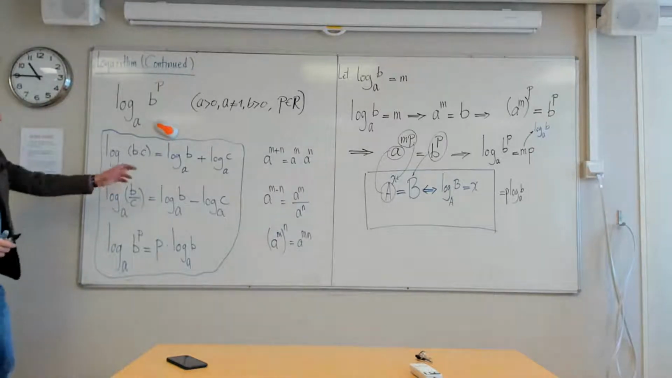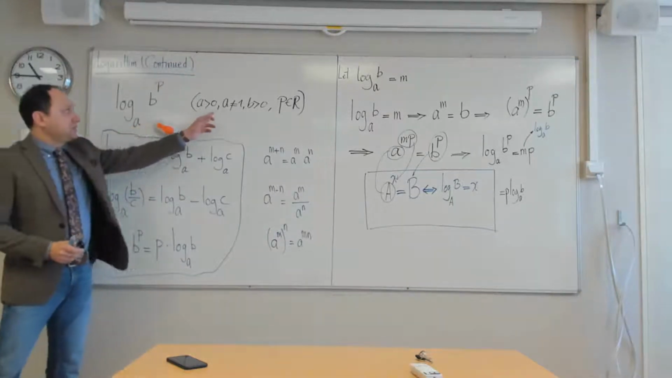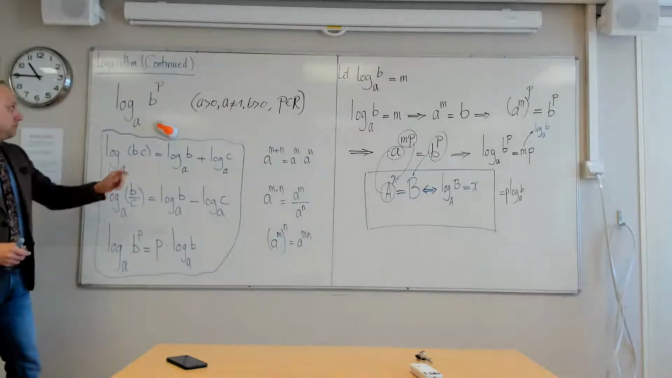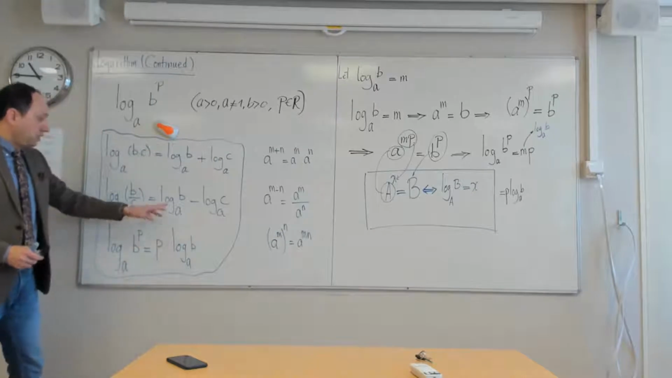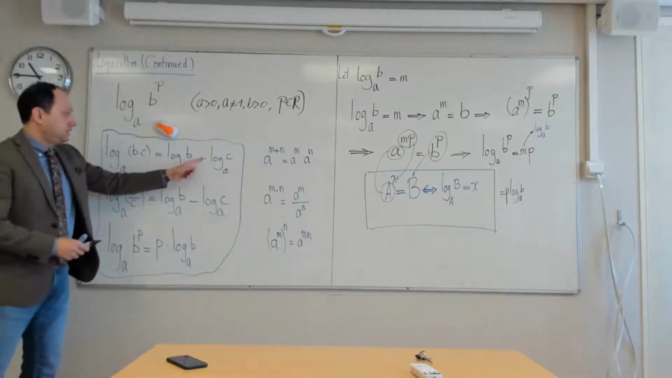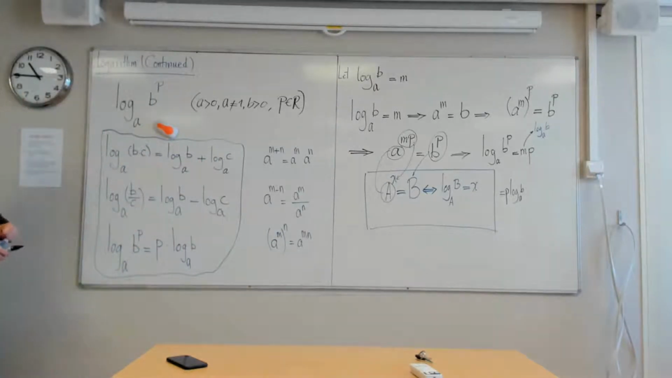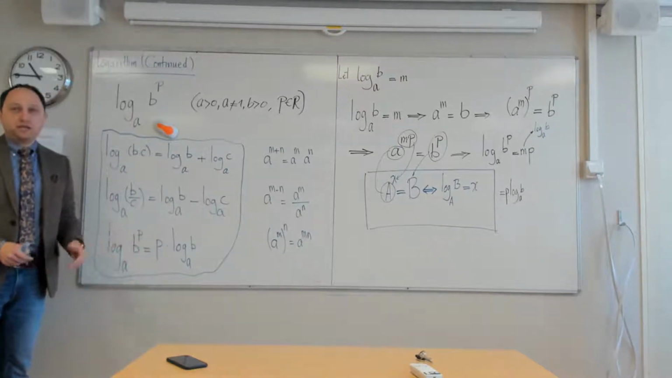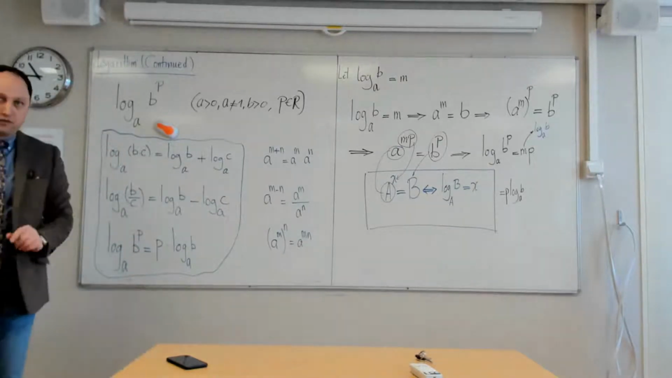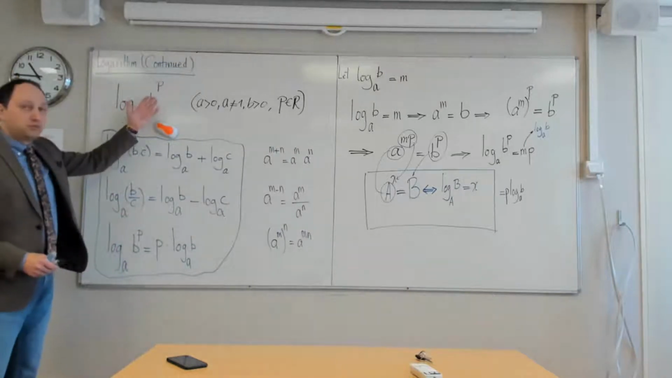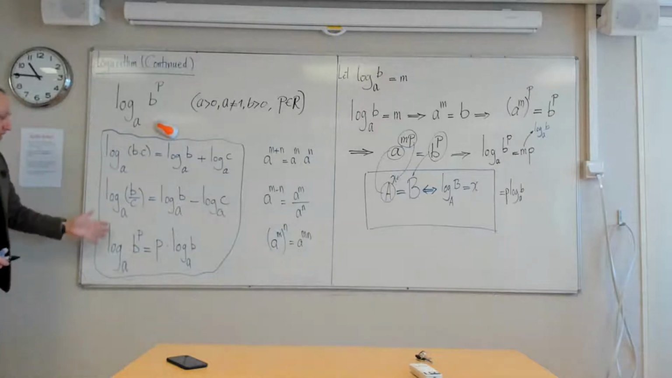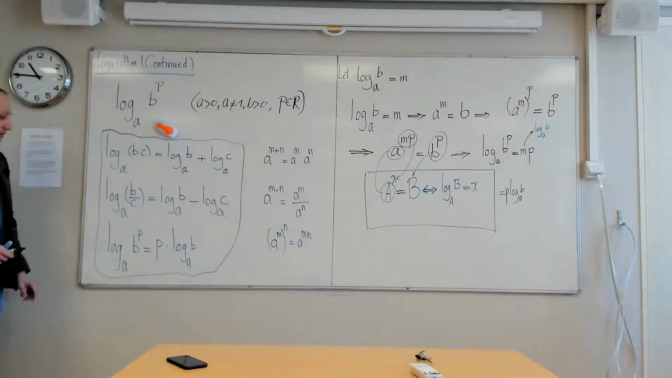So a should be positive, not equal to 1 in all of them. b and c should be positive because here b and c are involved. But you don't have any limitations at all on p. p can be any real number, of course. If you ask about complex numbers, that's a whole different story. Okay, so this is what we learned today.